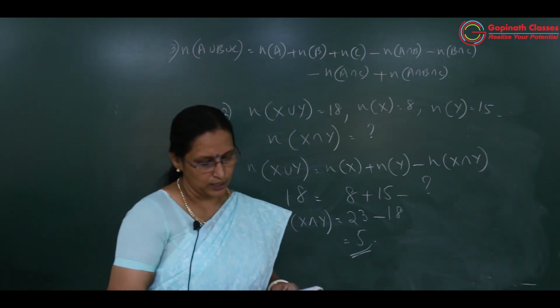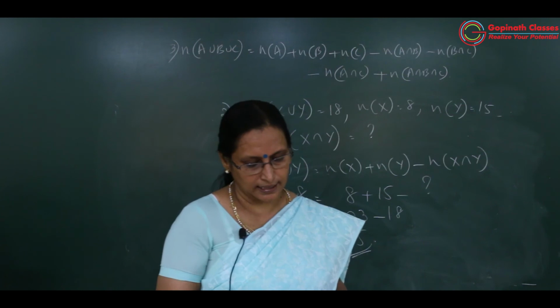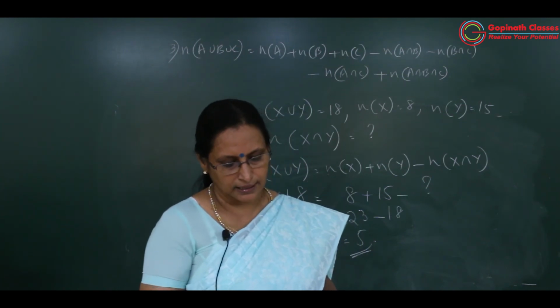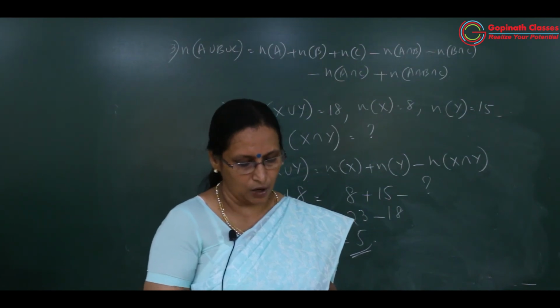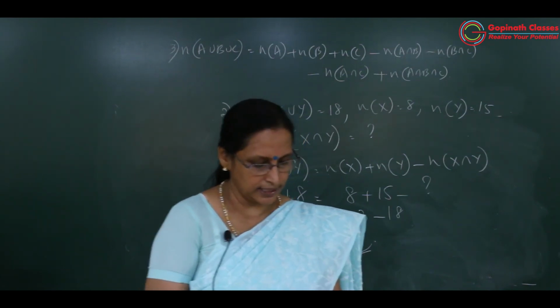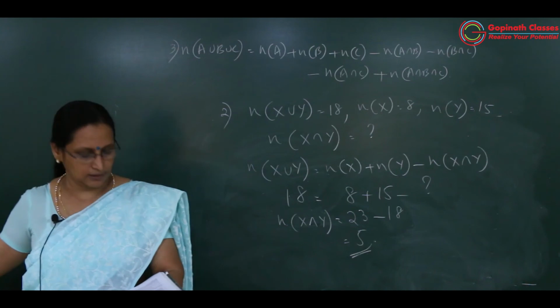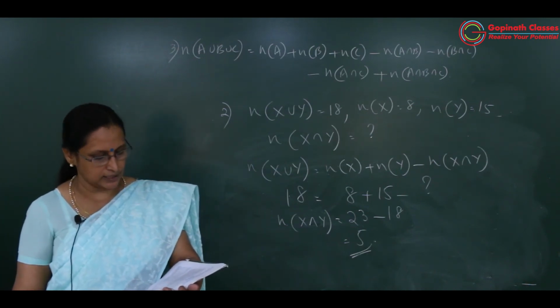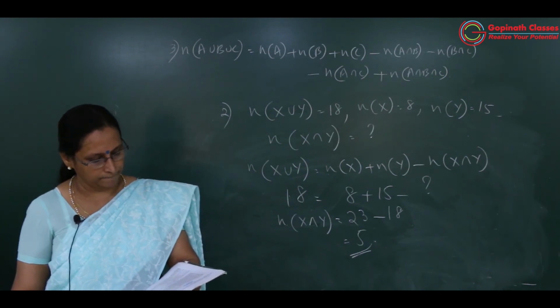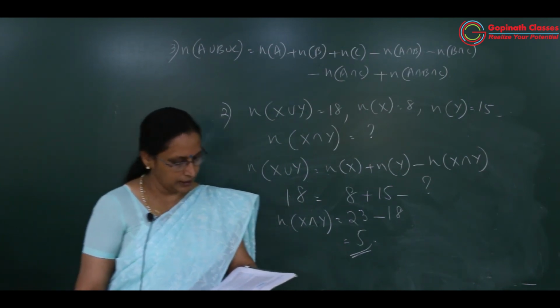Fourth question, look. S and T are two sets such that S has 21 elements, T has 32 elements, S intersection T has 11 elements. How many elements does S union T have? The same thing. For the fifth question also, just apply the formula. I think all the remaining questions you can try.